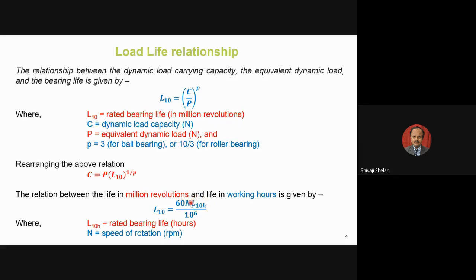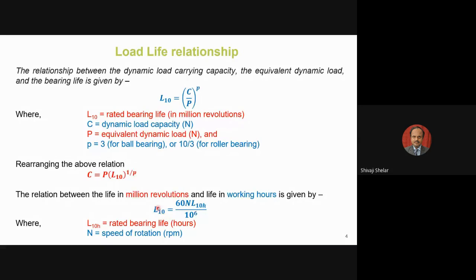Suppose you are expecting a life of, say, 2000 hours. So you can write L10 in hours as 2000 hours divided by 10 raised to 6. If you put that value here, the constant speed of the application and the expected life in terms of hours, you can calculate the rated life in terms of million revolution.